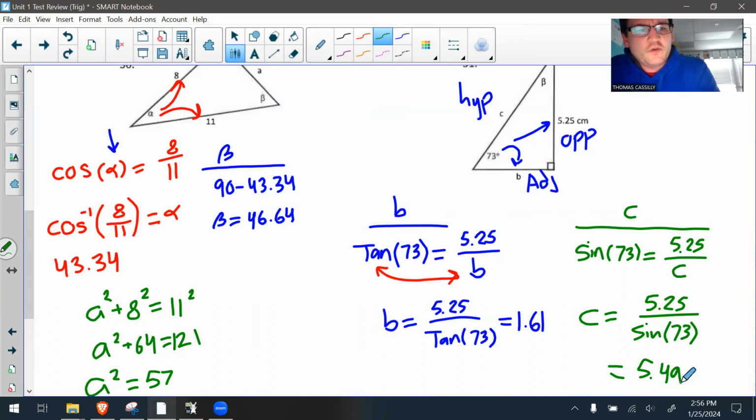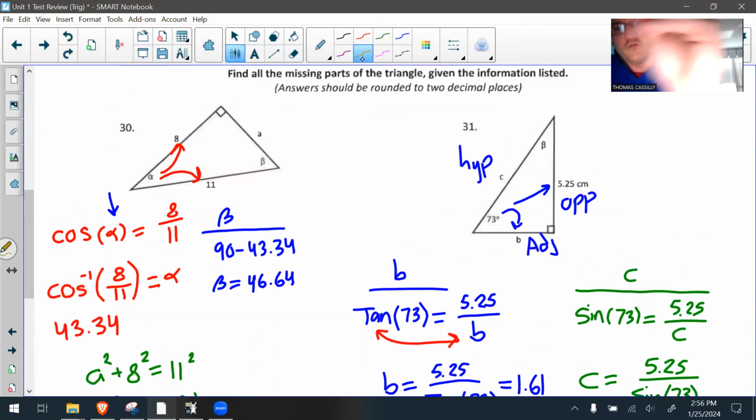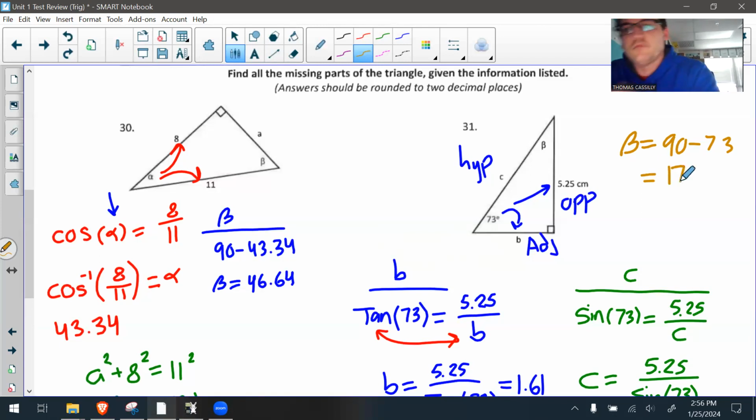And then the last one, I should have done this one first, it doesn't really matter, is beta. Beta is just going to be 90 minus 73. So beta equals, I think that was 13? No, 17. Beta is going to be 17, right?